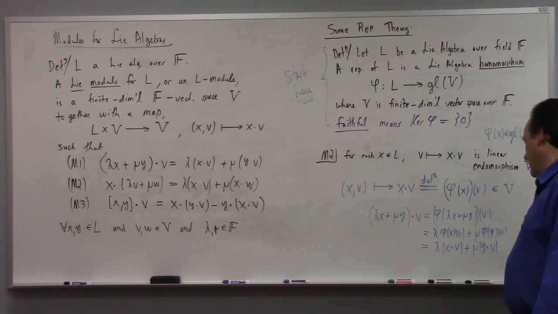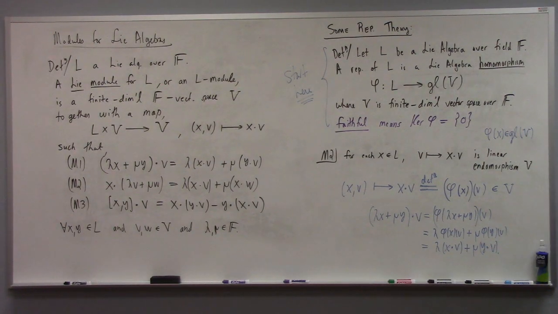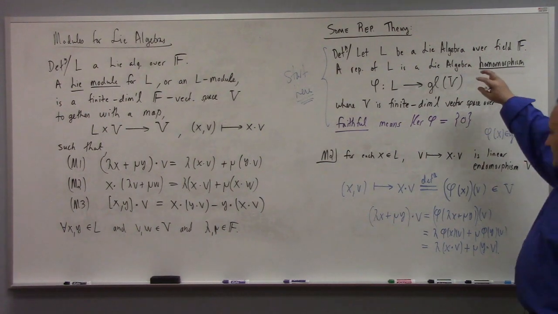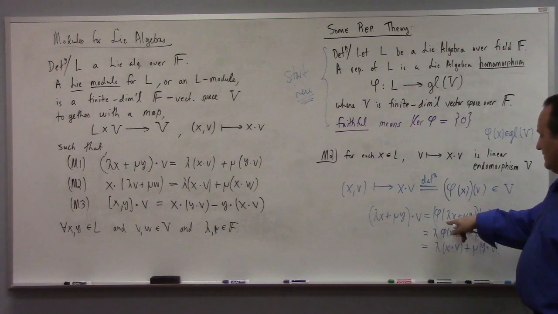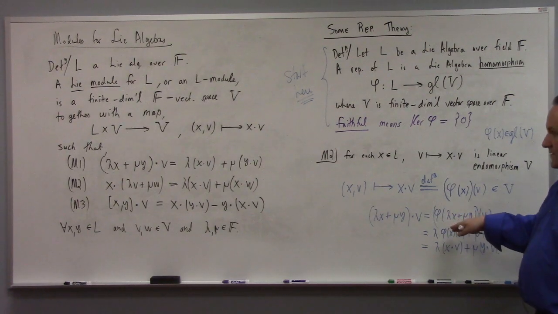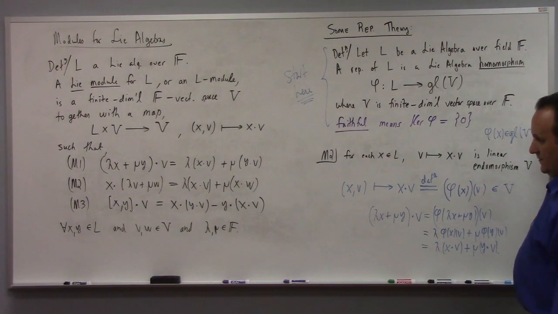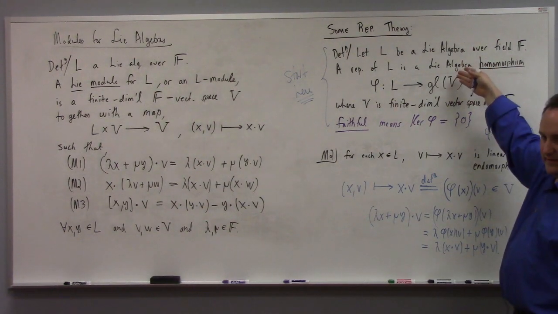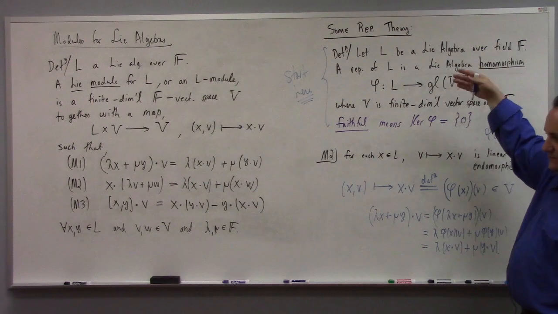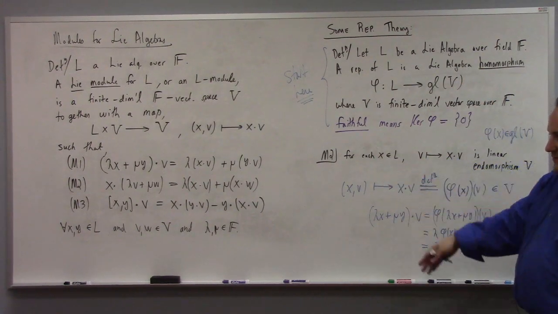y dot v. So it follows immediately from the linearity of the homomorphism, and then module axiom 2 follows from the fact that phi of whatever you input is in GL(V). So module 2 is coming from the fact that the image of the homomorphism is in linear maps. That's where you get the module 2 axiom from.